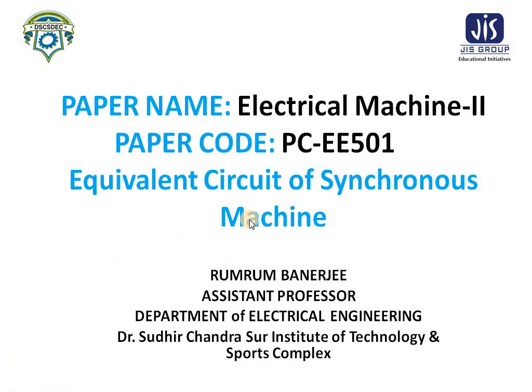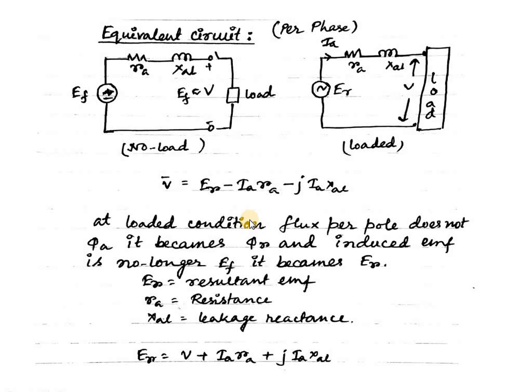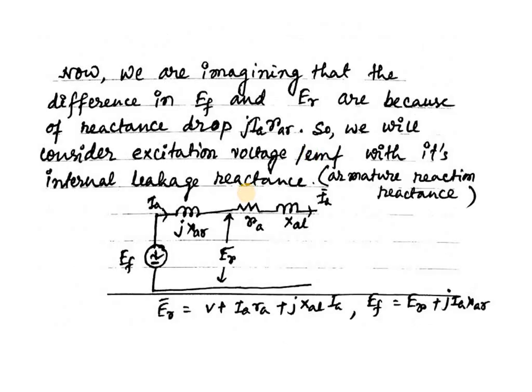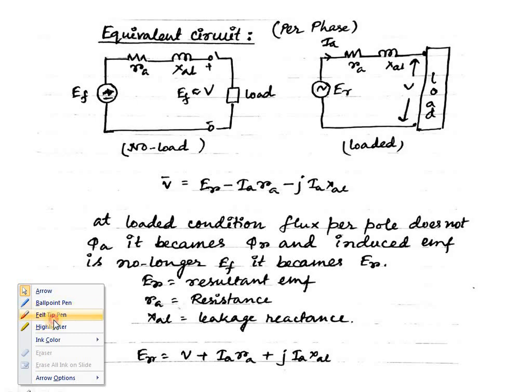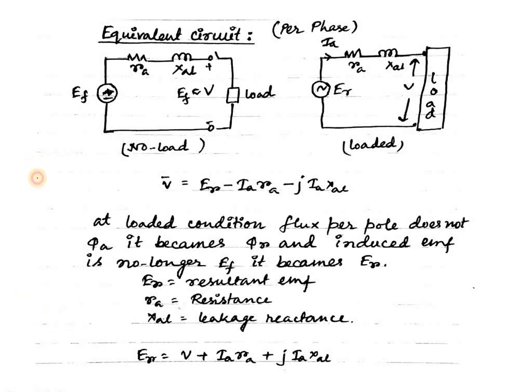So here we will start with the equivalent circuit per phase construction. What is the meaning of per phase? Synchronous machine is a three-phase machine. So when we draw the equivalent circuit, we draw it per phase. That means if we have three phases A, B and C, we consider only one phase at a time.